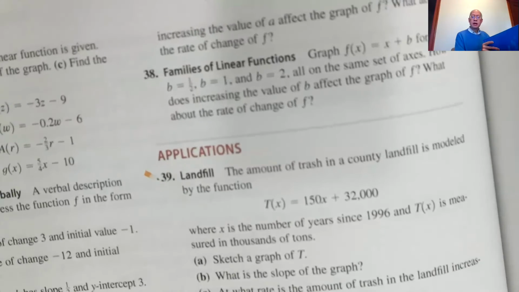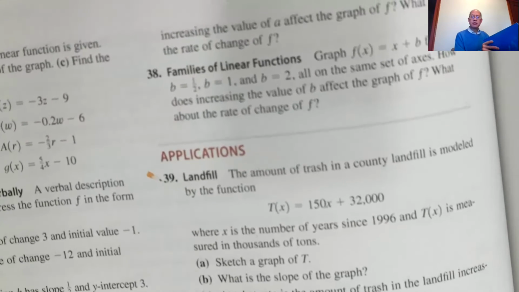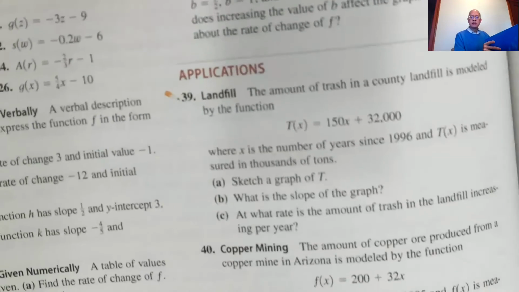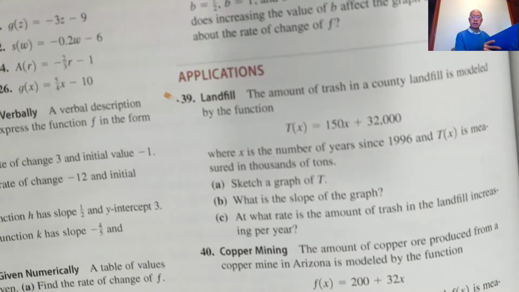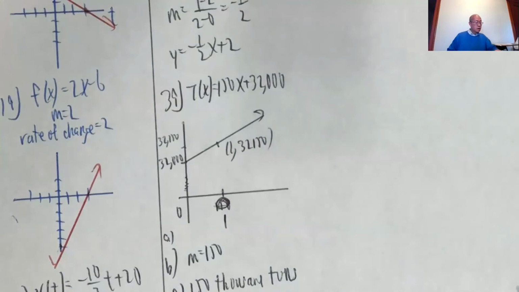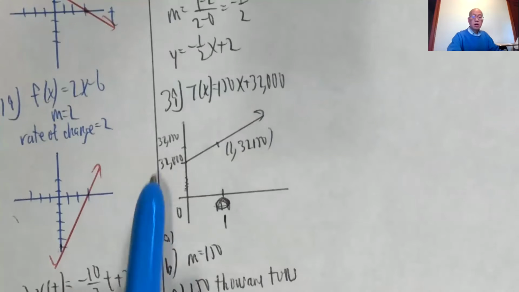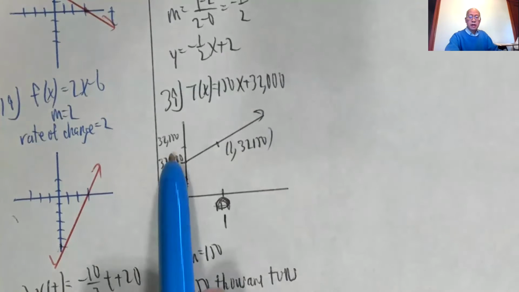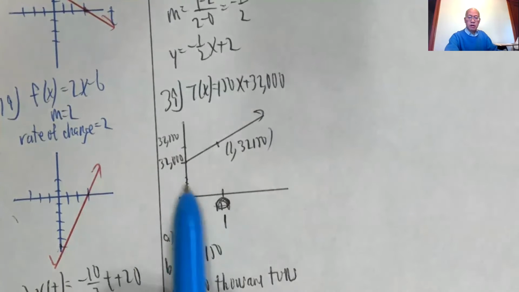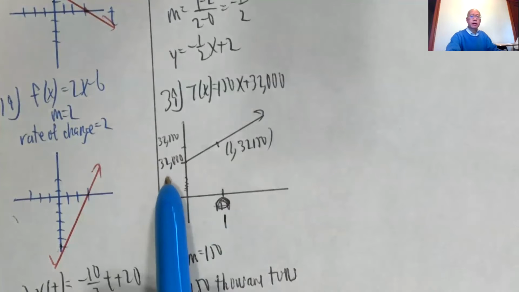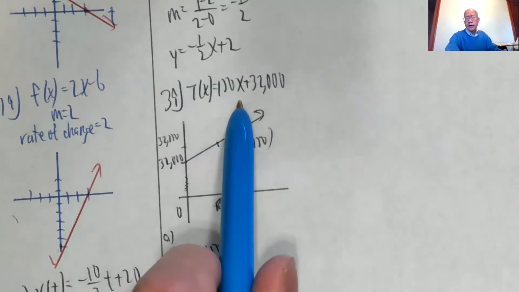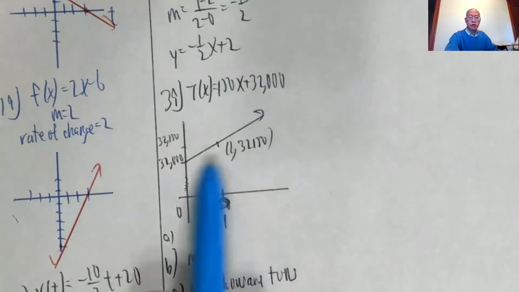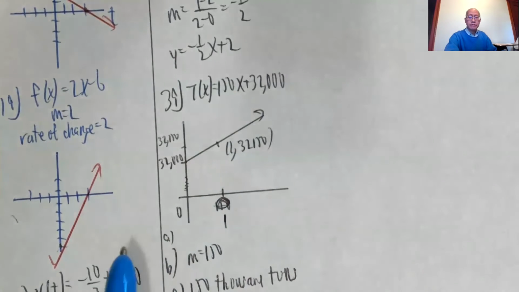39. T of x is 150x plus 32,000. Okay, sketch the graph, find the slope, and at what rate is the amount of trash in the landfill increasing per year? All right, so a rough graph. This squiggle here means you're not doing it to scale. I'm just jumping straight to 32,000. 0, 32,000. Then if I plug in 1, I add 150, so 32,150. Graph looks something like that.